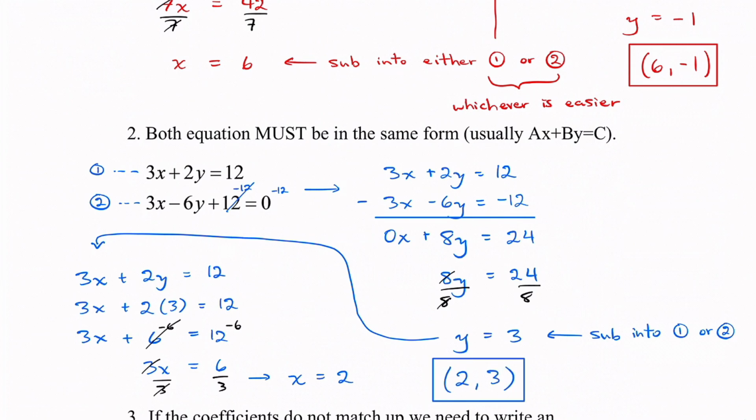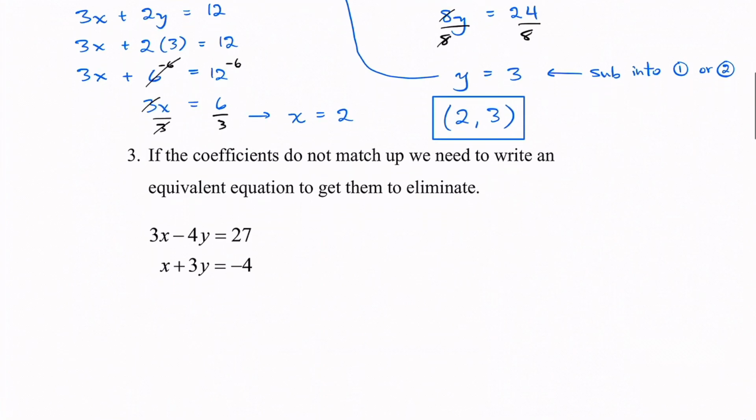So this example tried to show us that we can't just subtract or add them the way they are. We may have to maybe move a term over to the other side so that we have x's lined up, y's equal, and then constant term. The next example is going to show us again something new.